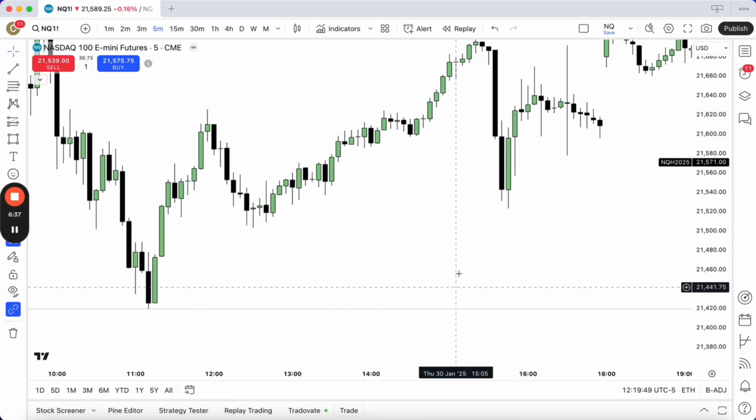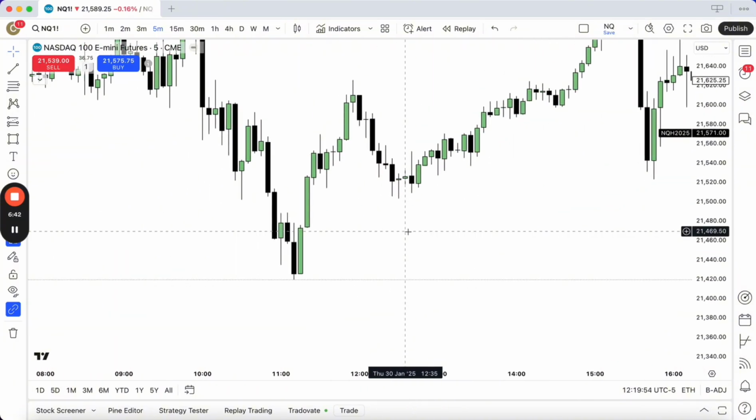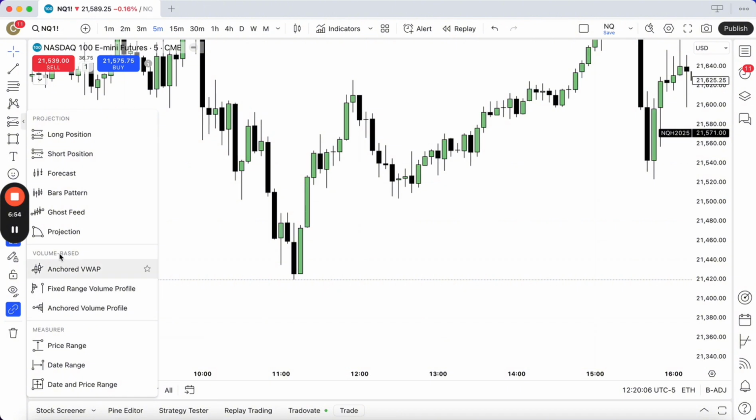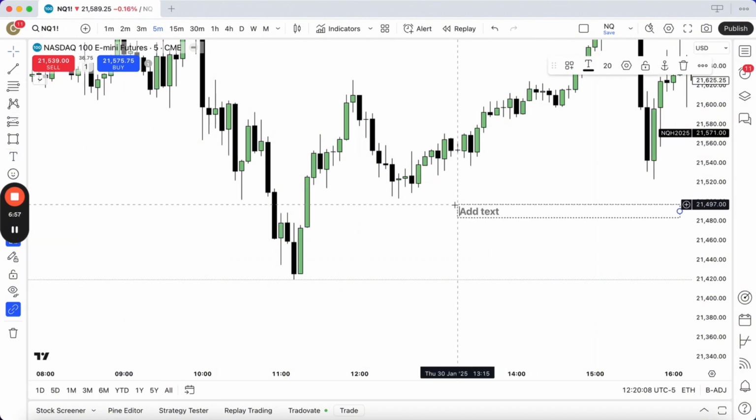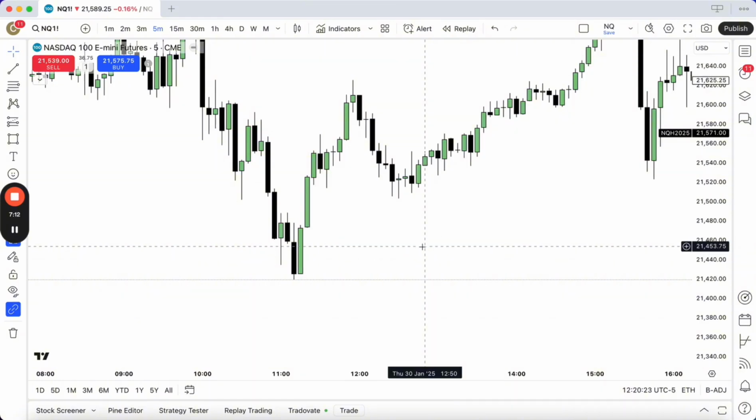But that is how you trade a change in state of delivery. Now, something really important to note: there are multiple things that go into a change in state of delivery. I can make videos on all these separate things, but I figured, I'm making this video on a change in state of delivery, why not include these in today's video? So there are two things that go into a change in state of delivery. There are standard deviation projections, and then there is the entry model. First I'm going to get into standard deviation projections, and then I'm going to show you my entry model.